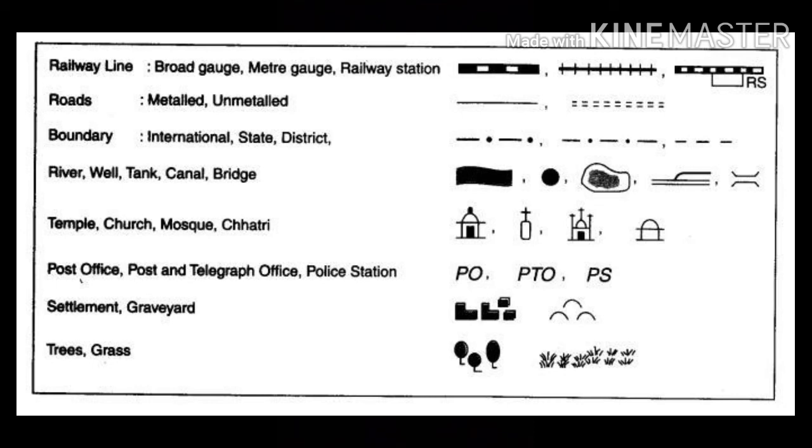Next is colors. We have discussed symbols. One more important thing in the map is colors. Apart from signs, different physical and cultural details can be shown with the help of different colors or color palettes.